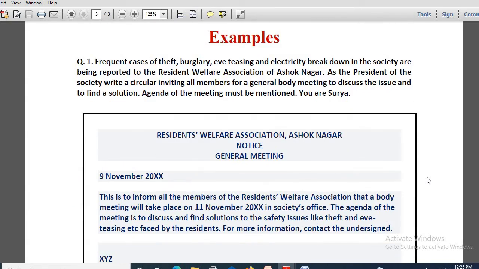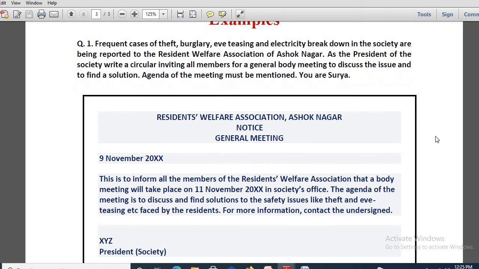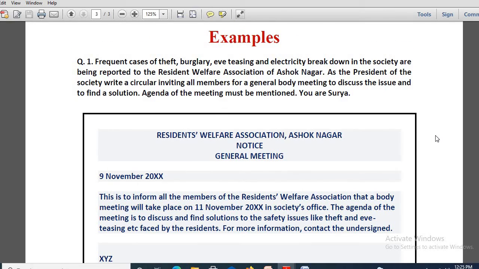Shall I move on to the examples? Okay, look at the example. Look at the very first example. I guess it is visible to all of you. Is it visible? Can you all see it? It is visible. Okay, fine.